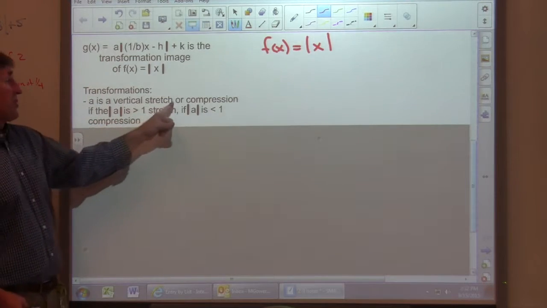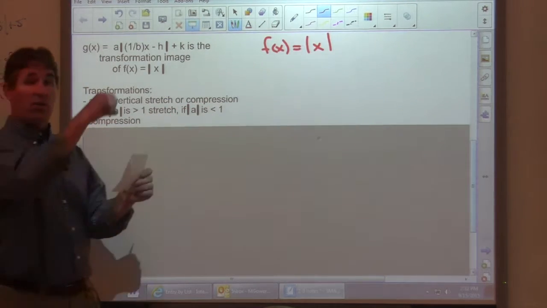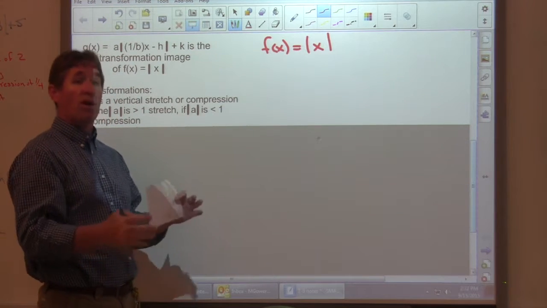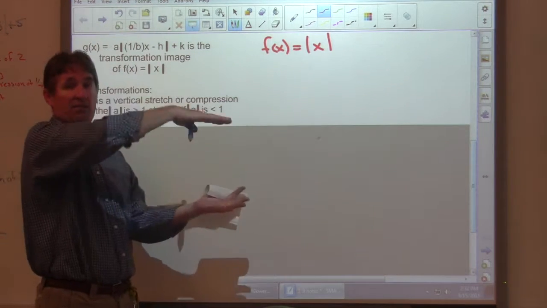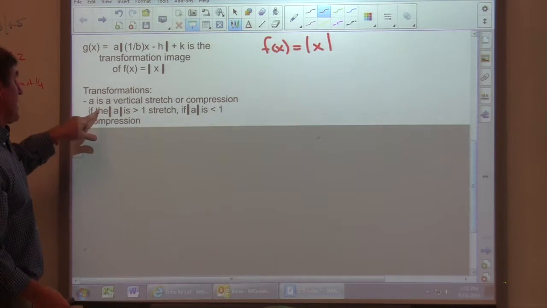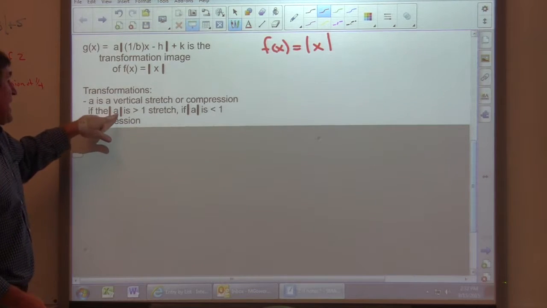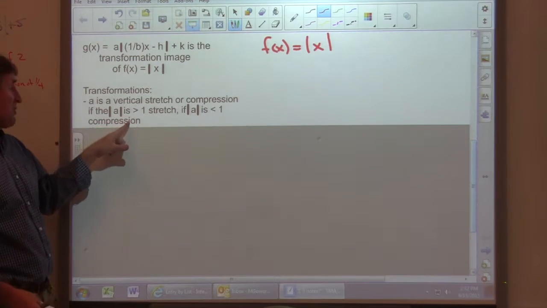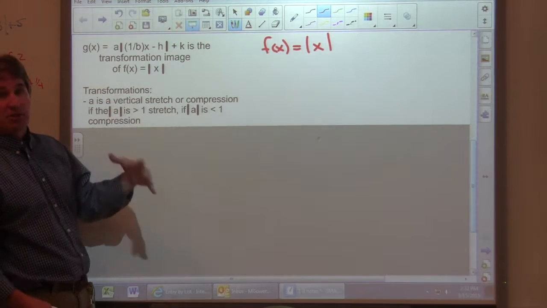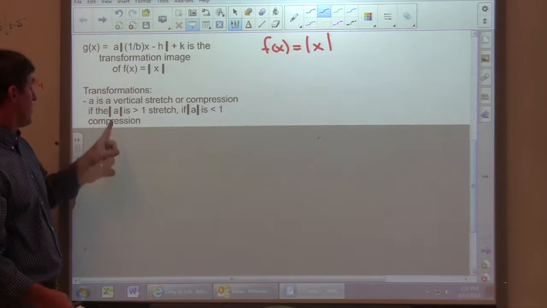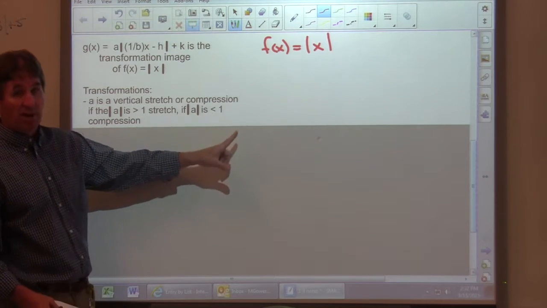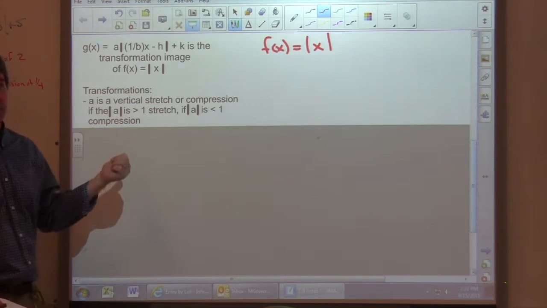A is a vertical stretch or compression. It's either going to take the graph and stretch it vertically up or vertically down, or it's going to compress it vertically. So it can do both of those. It stretches it if A is greater than 1. Now that's the absolute value of A. So if A was negative 3, it would still be a stretch because the absolute value of negative 3 is 3. So if A is greater than 1, it's a stretch. If the absolute value of A is less than 1, then it's a compression.